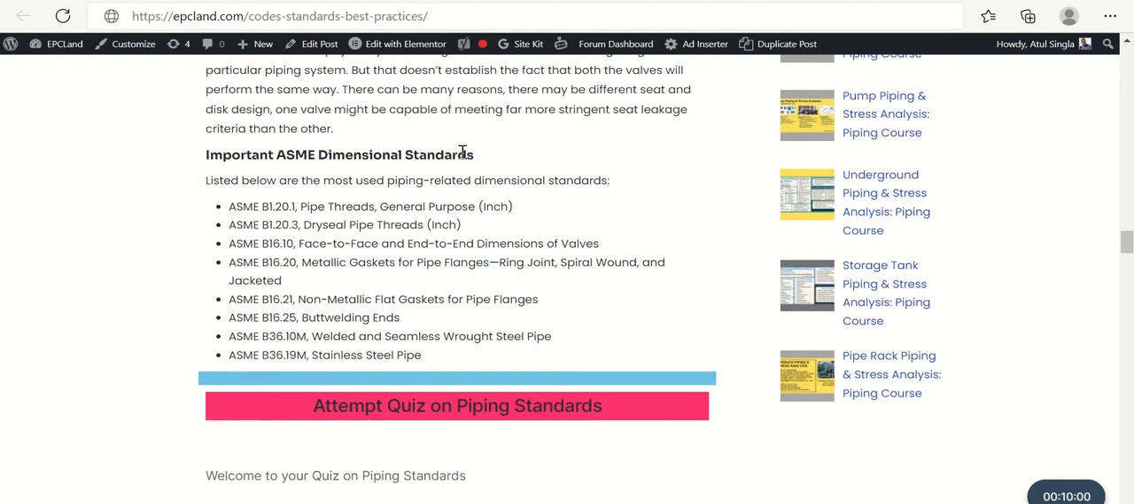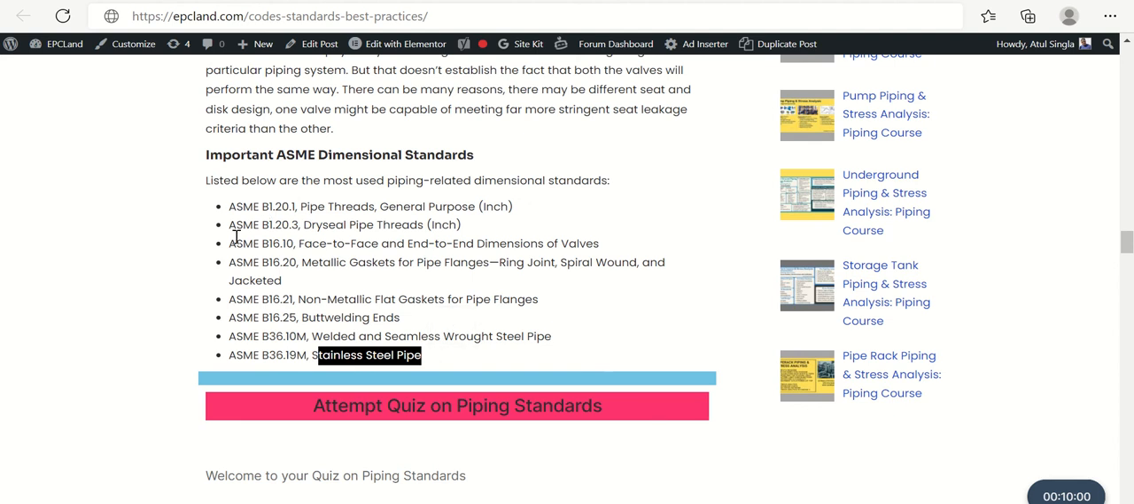Now there are so many dimensional standards which are already available with us. ASME B16.1, these standards are related to pipe threads, general purpose, dry seal pipe threads, face to face dimensions of valves, metallic gaskets, non-metallic gaskets, butt welding ends. Okay, this is very common, B36.10 and B36.19. B36.10 is the dimensional standard for welded pipe, carbon steel pipes, and this is for stainless steel pipes.